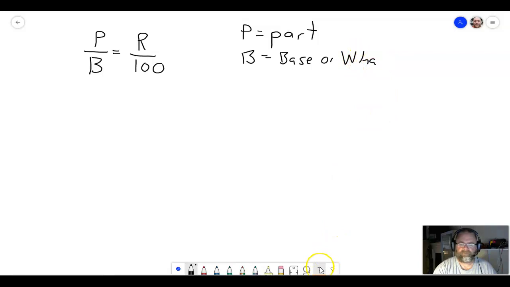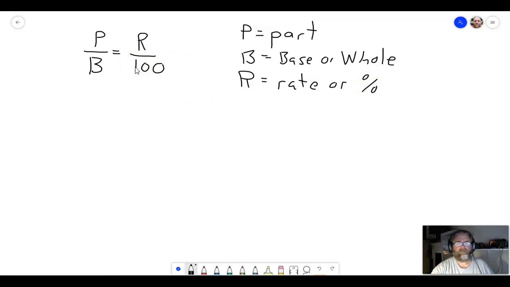Oops. I was spelling whale there, wasn't I? The whole. All right, the R is equal to the rate or the percentage, and then 100 is just going to stay 100.